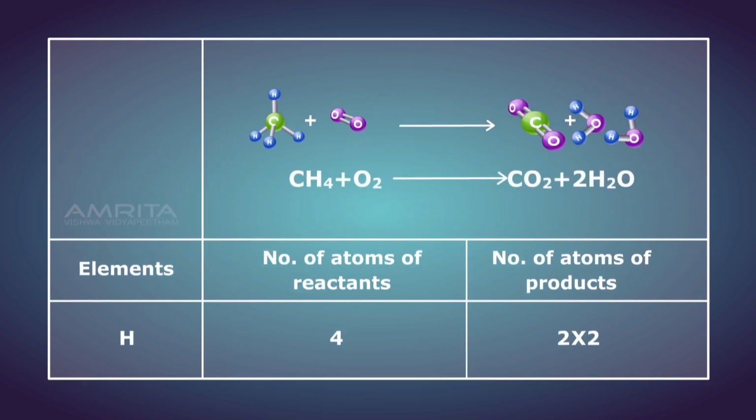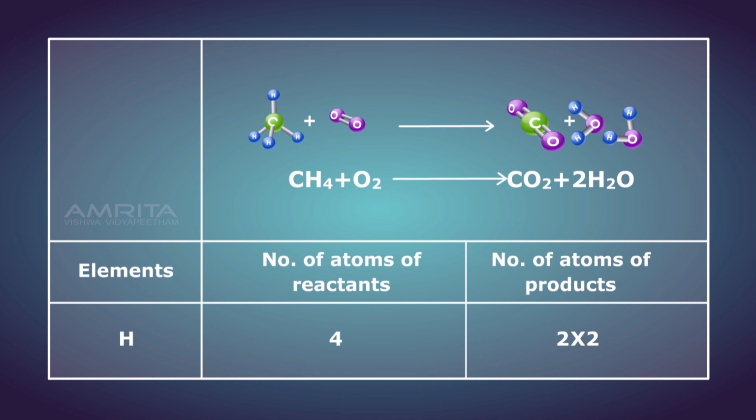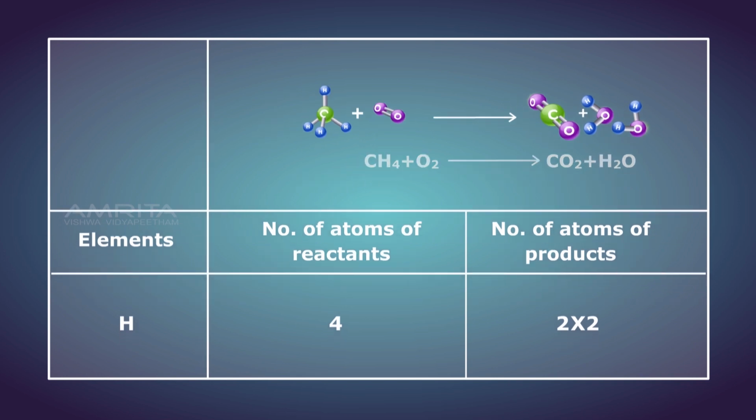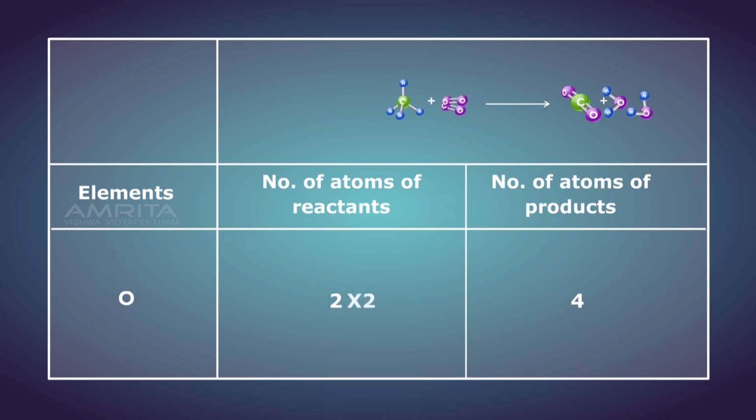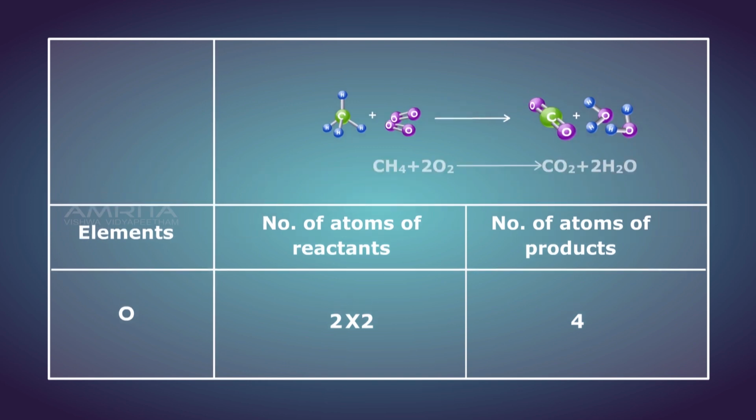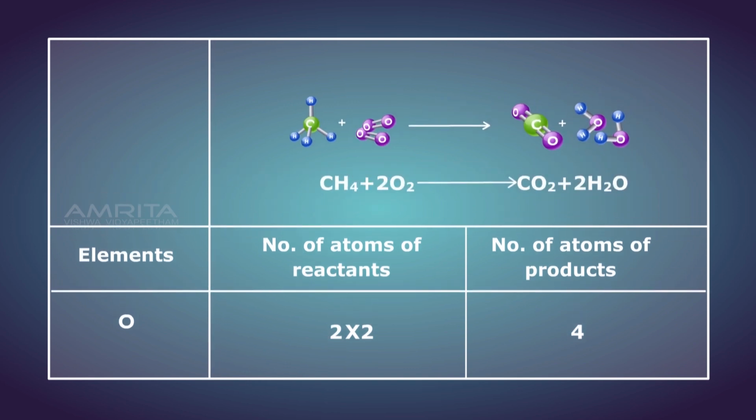By balancing hydrogen atoms, the equation seems partially balanced. But oxygen atoms in the products is 4, whereas in the reactants the count is 2. So let's try again. To balance oxygen atoms, put coefficient 2 before O2 on the reactant side. That will balance the equation. Let's see what has happened. Now the equation is CH4 + 2O2 gives you CO2 + 2H2O.